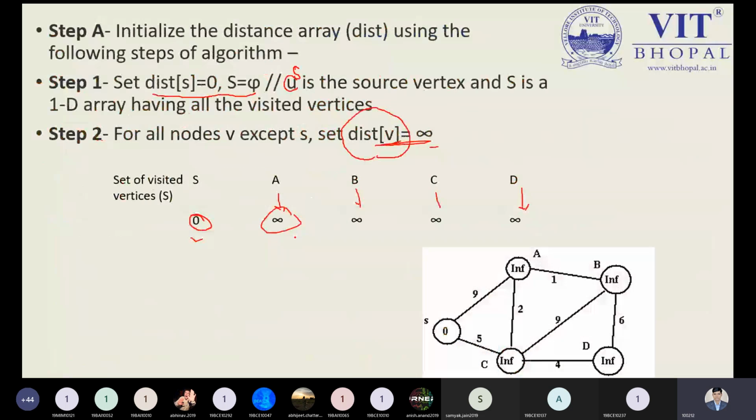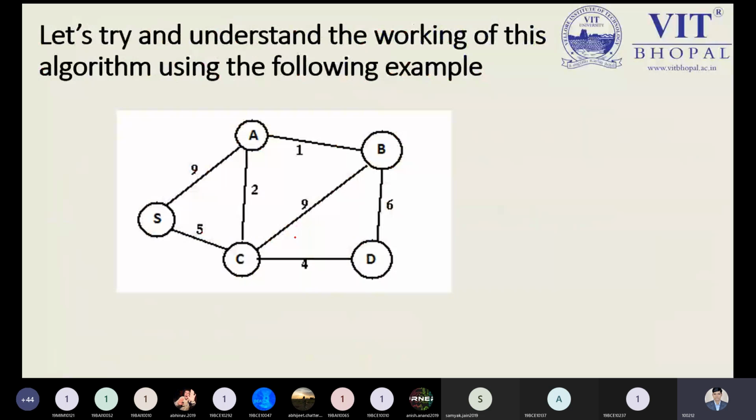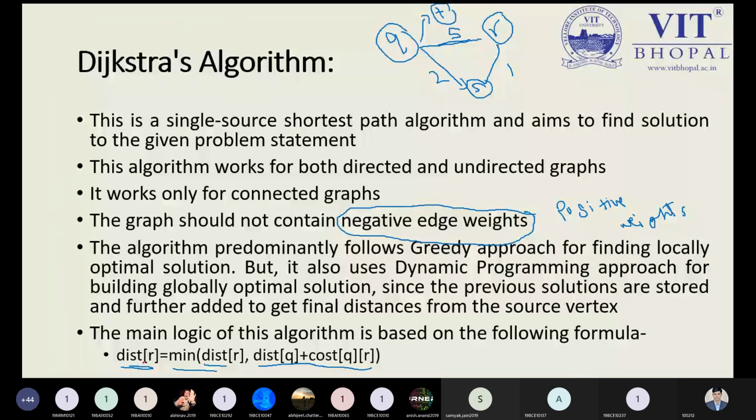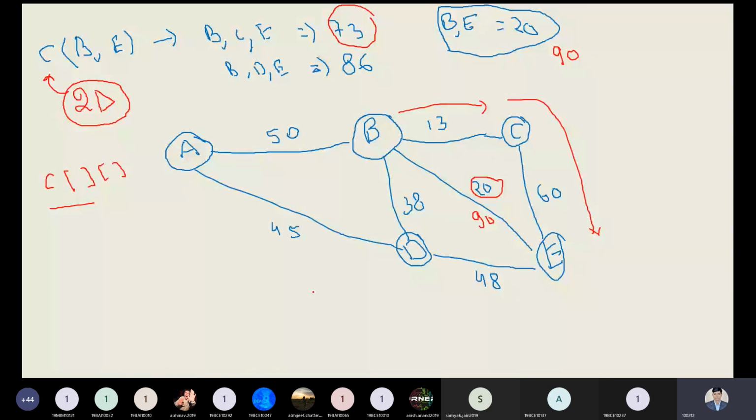This formula is taken from this point, please keep in mind the distance of the R. Distance of the R is equal to minimum of distance R comma distance Q plus cost Q and R. Please let it be known. If you have any problem, you can ask me.